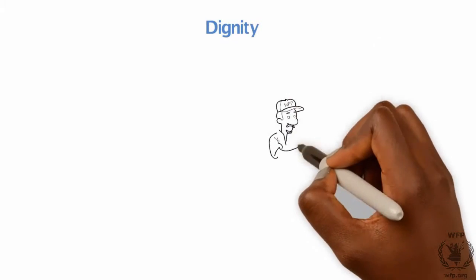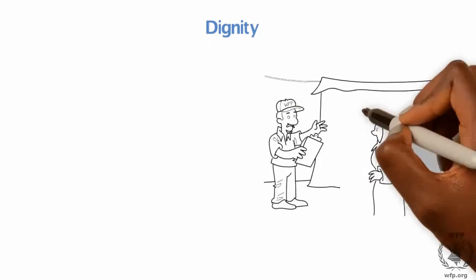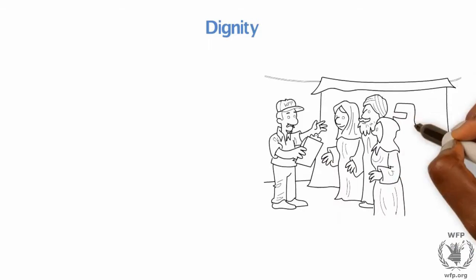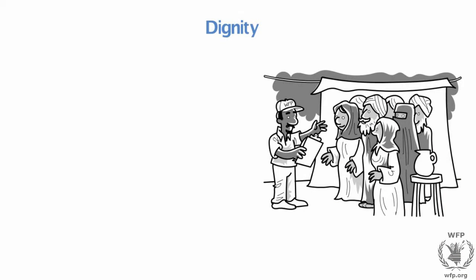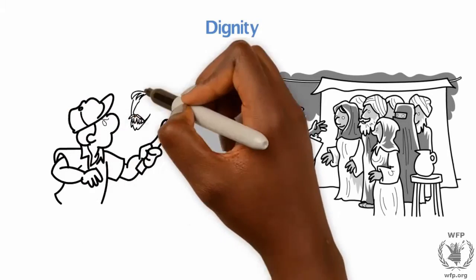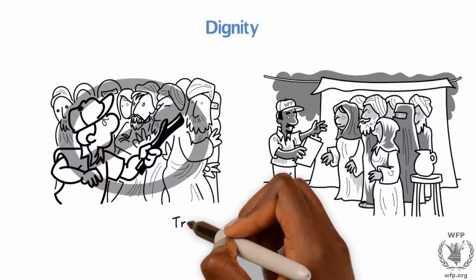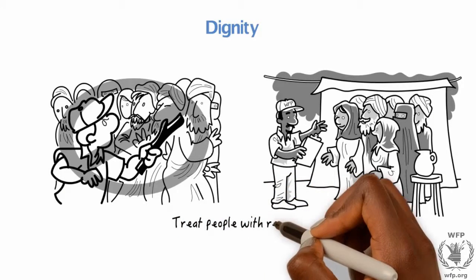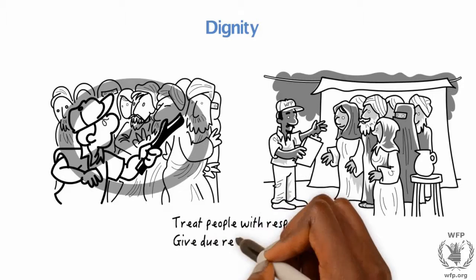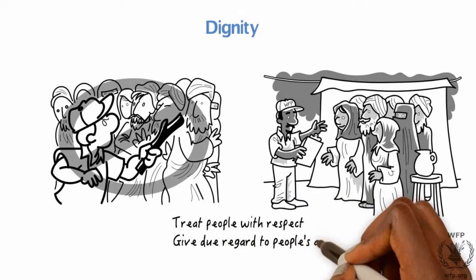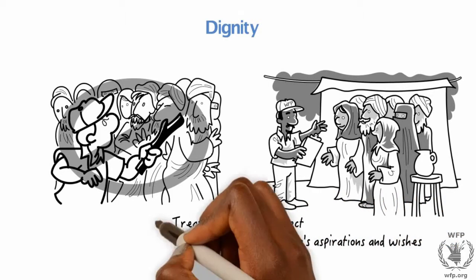The second key element of WFP's definition of protection is dignity. Providing assistance in a dignified manner means treating people with respect, as well as giving due regard to their aspirations and wishes. WFP's intervention should never humiliate affected people or treat them as mere objects of charity. Assistance should support people's own strategies and be designed taking into account their opinions and wishes.